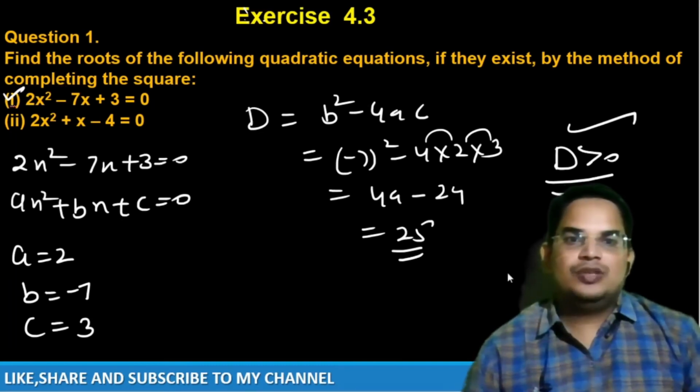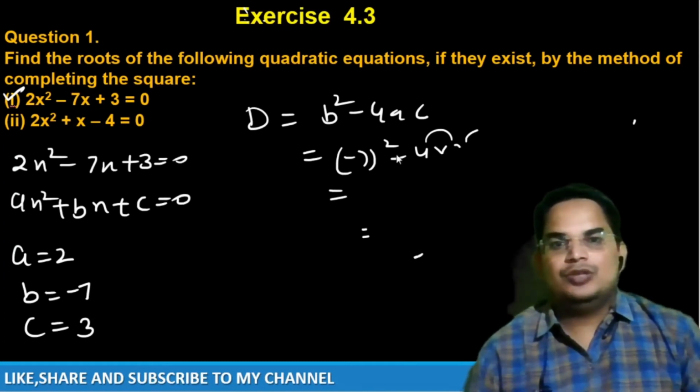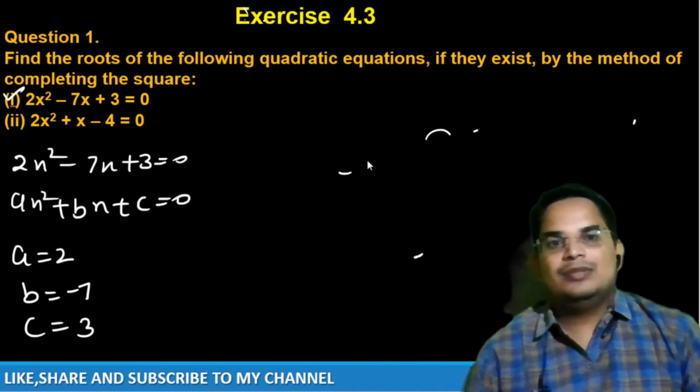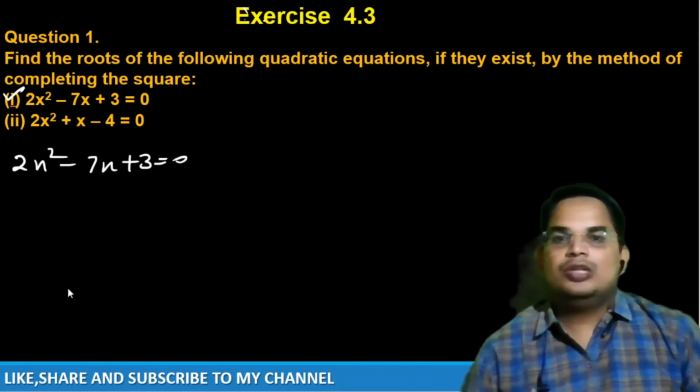So how to do the further process? Look at the screen very carefully. I'm going to tell you. First of all, I will erase all the things. Then I'm going to tell you how to do this question, how to apply the completing the square method. Look at this, children. So look at this equation, children.